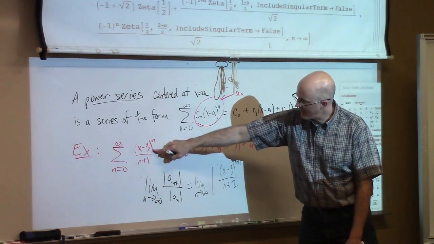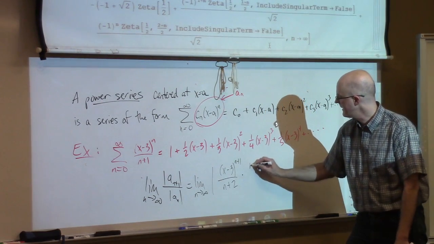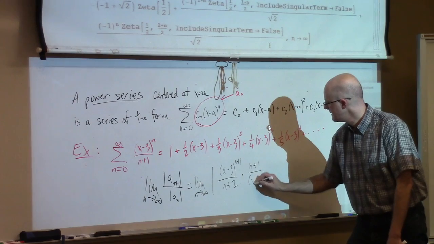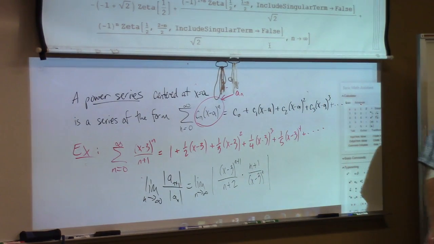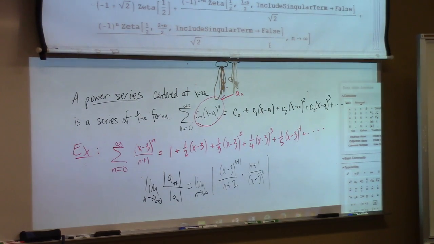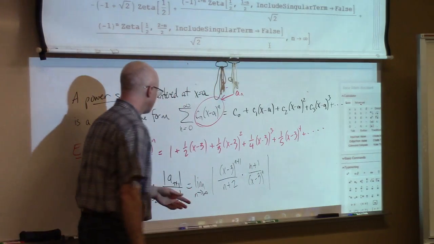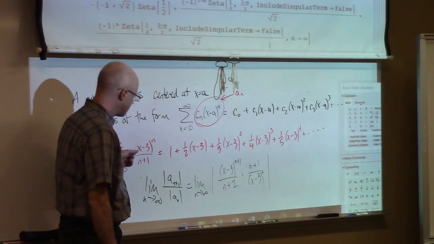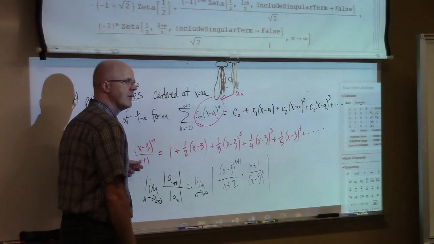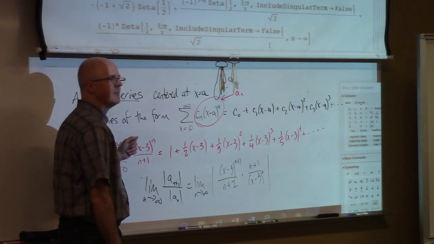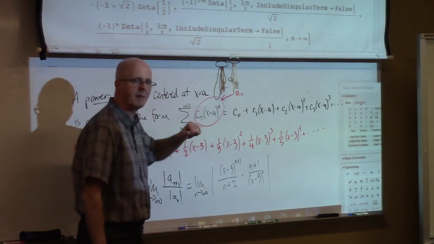Divide by a sub n, and dividing by that is the same as multiplying by its reciprocal, so I'm really skipping a step here to write this. I really want this thing with n plus 1 in place of n divided by the same thing with an n there. But dividing by a fraction is the same as multiplying by its reciprocal, so I just skip to the multiply by the reciprocal step.